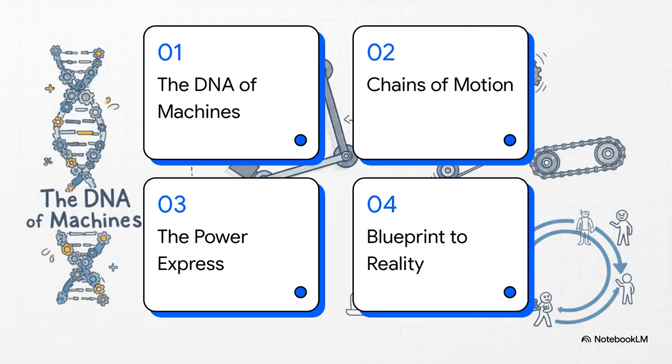Here's our game plan for piecing this all together. First, we're going to look at what I call the DNA of machines, the absolute basic building blocks. Then we'll see how they connect in chains of motion. After that, we'll figure out how to get them moving with the power express. And finally, we'll see how an idea becomes a real machine in blueprint to reality. So let's jump right in.